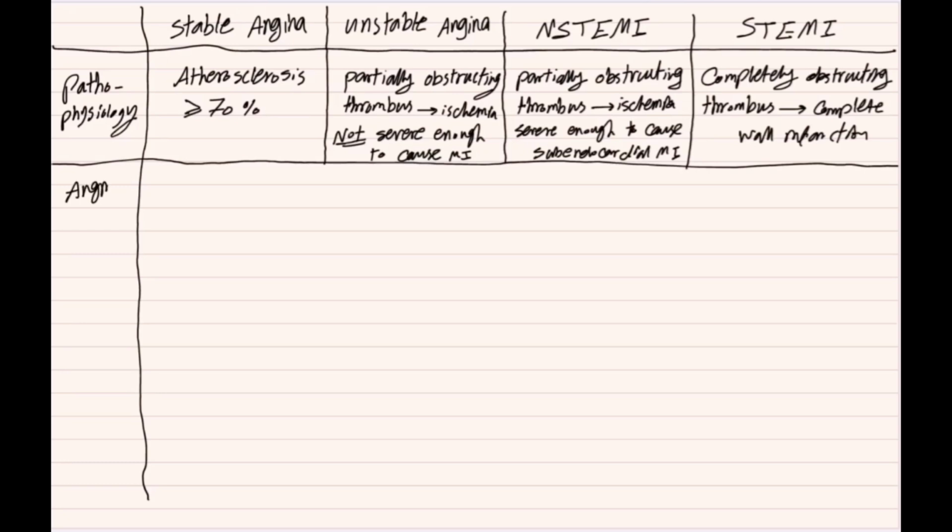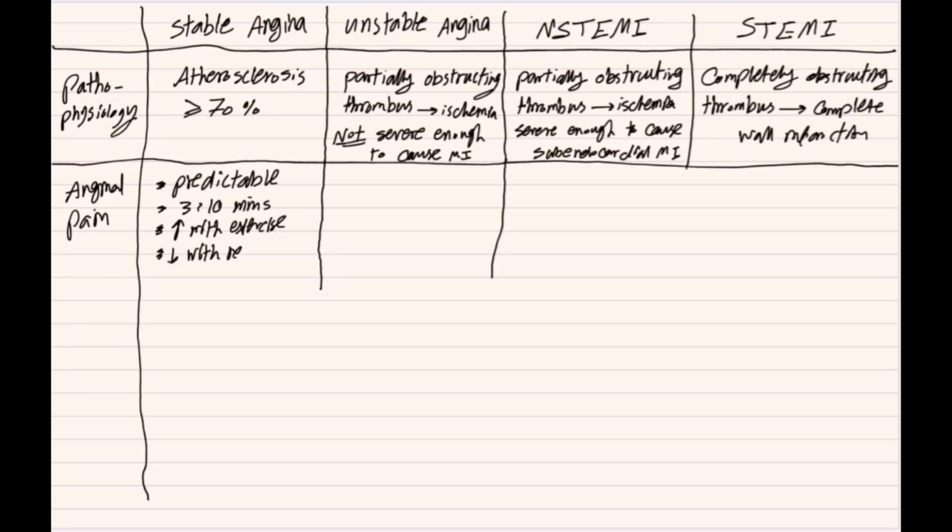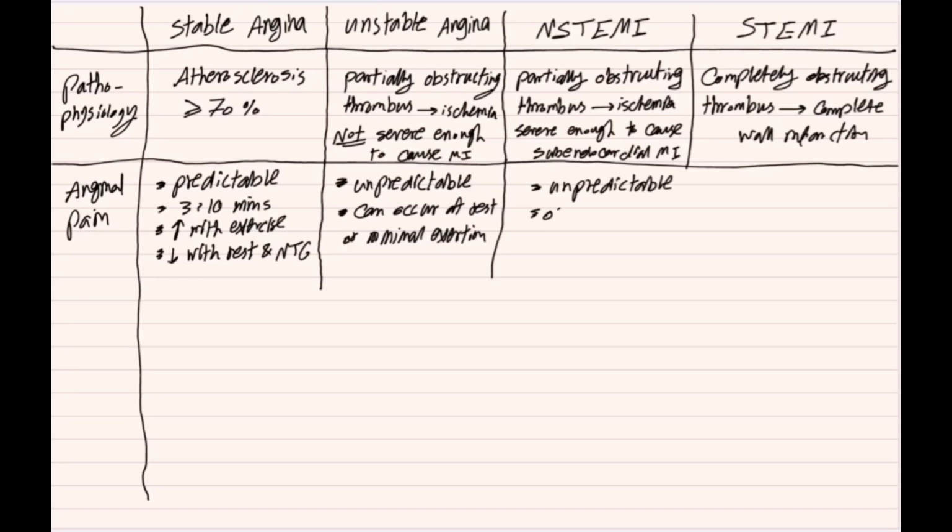The anginal pain, or chest pain, in stable angina is predictable and lasts from 3 to 15 minutes. It increases with exercise or stress, and it's relieved by rest or nitroglycerin. In unstable angina, chest pain is not predictable. It can occur at rest or minimal exertion. In non-STEMI and STEMI, pain is basically the same. It's non-predictable. It occurs at rest and it's not relieved by nitroglycerin, and pain is severe, persistent, or worsening.